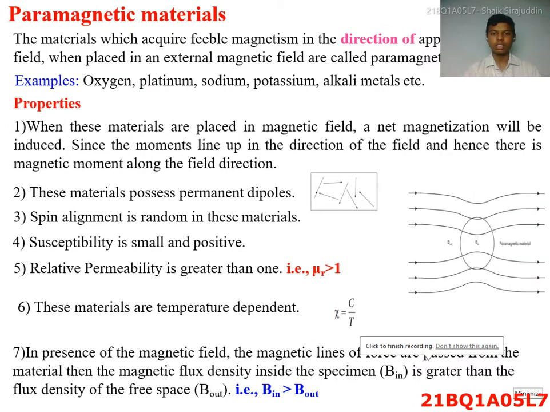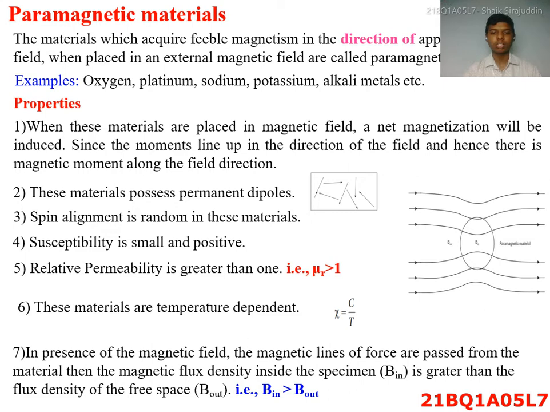The materials which acquire feeble magnetism in the direction of the applied magnetic field when placed in an external magnetic field are called paramagnetic materials. The examples of these materials are oxygen, platinum, sodium, potassium, alkali metals, etc.